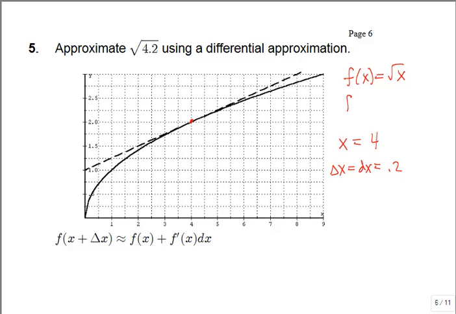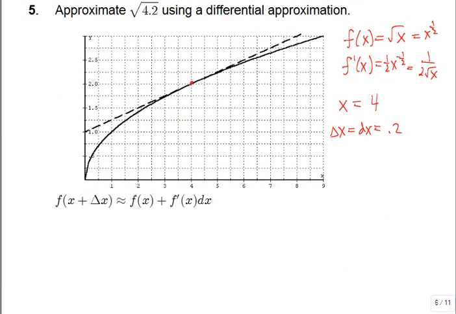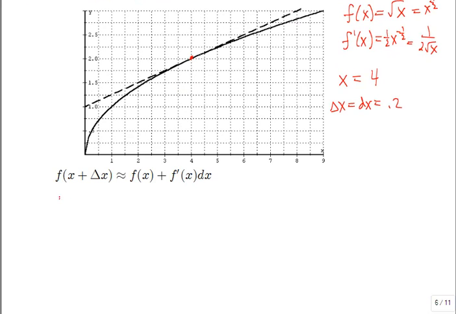We're going to need to know a derivative here, so let's compute it. This is x to the 1/2, so that's 1/2 x to the negative 1/2, or 1 over 2 square root of x. So the actual value, square root of 4.2, is approximately the good value at just 4 plus the derivative at 4 times this delta x or dx, which was our 0.2.